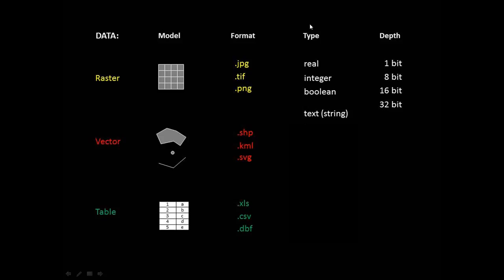And type of data means, is it real, integer, Boolean, or text? And depth means how much space I'm allowing for that data to be stored. So I hope that made some sense. If not, feel free to ask me about it.